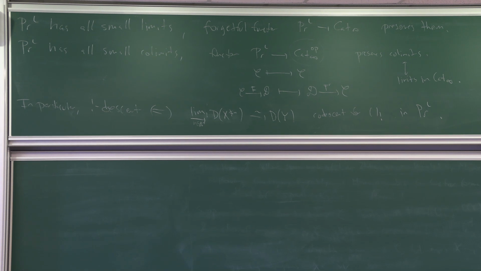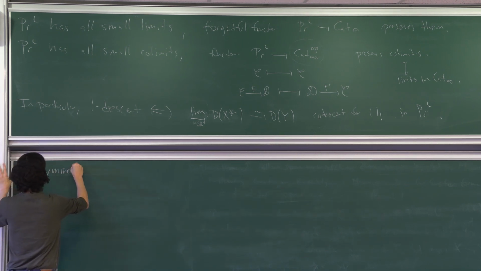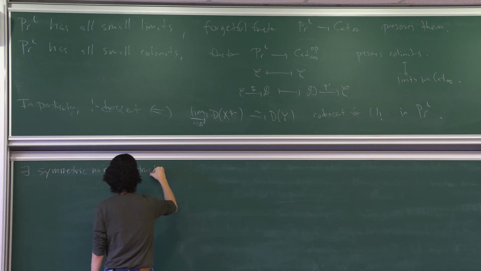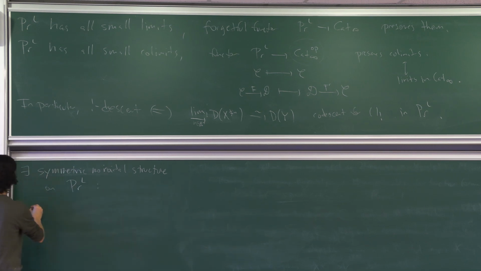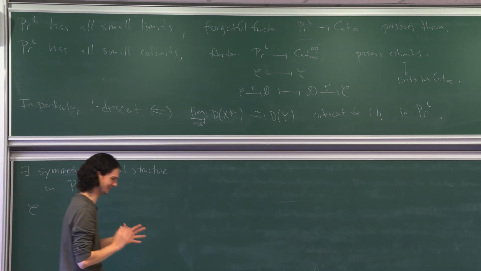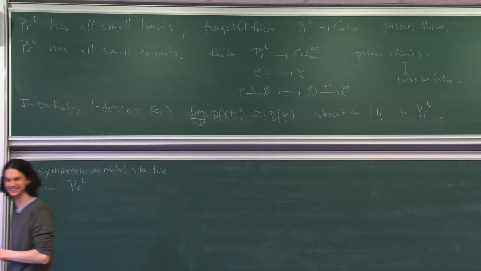Now, there's more magic in PRL. There's also a symmetric monoidal structure, which is maybe the main theorem in Lurie's book or something. I don't remember which book it's in. I would claim that whichever book it's in, it's the main theorem in that book. That's my opinion.